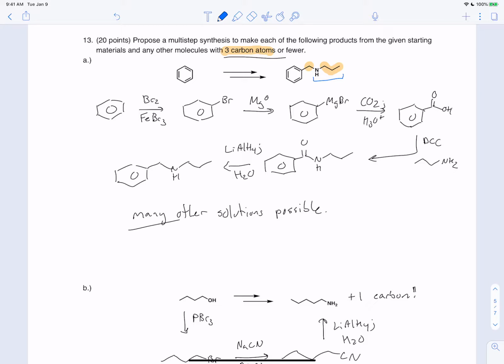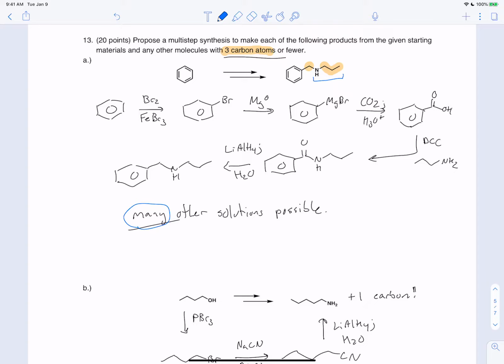There's a number of ways that we could be trying to do this, but somewhere we need to introduce a carbon to the benzene ring, and then we also need to be introducing an amide. To make secondary amines, we can go with reductive amination, or we could make an amide and then reduce it again. The answer I'm writing is not one of the shortest ways we could do it. There are many other possibilities here.